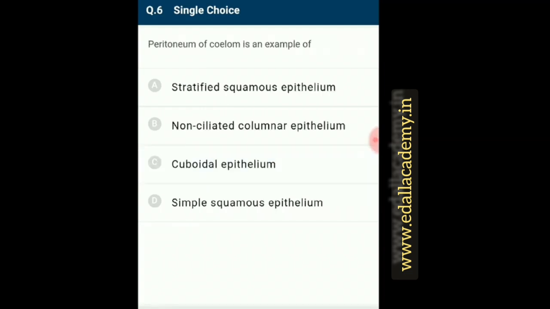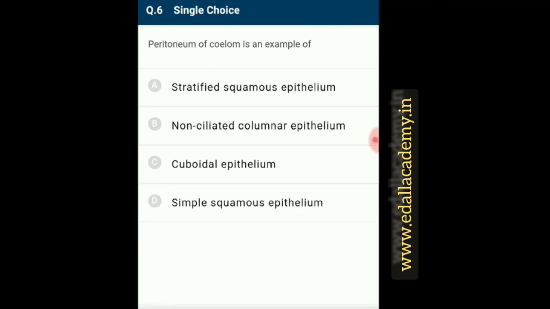Question number 6. Peritoneum of coelom is an example of? Epithelial tissue can be classified as simple or compound epithelium depending upon the number of layers resting on the basement membrane. The simple epithelium consists of only one layer resting on the basement membrane. This is further divided into various types depending on the shape of cells. These are squamous epithelium, where the cells are flat, cuboidal when the cells are square in shape, columnar when the cells are tall and pillar-like, and ciliated when the cells show the presence of cilia. The main function of simple epithelium is the transport of substances.